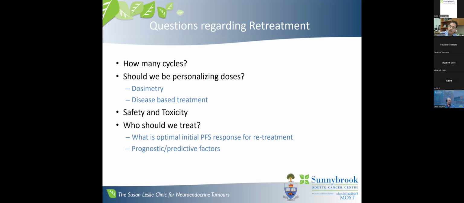I showed you our trial that we are doing looks at a 12-month PFS response rate. The Action 1 study, which we're also participating in, looks at a 6-month PFS response rate, so slightly different populations. And if we are going to retreat, are there any certain prognostic or predictive factors that we should be using to drive this?